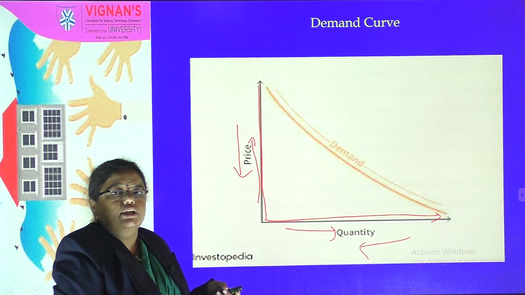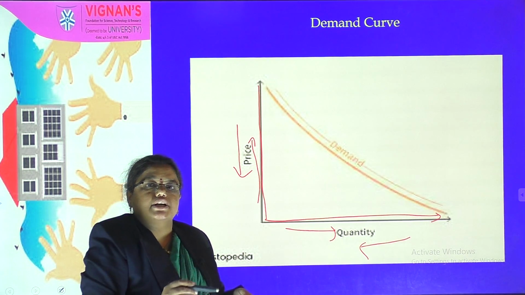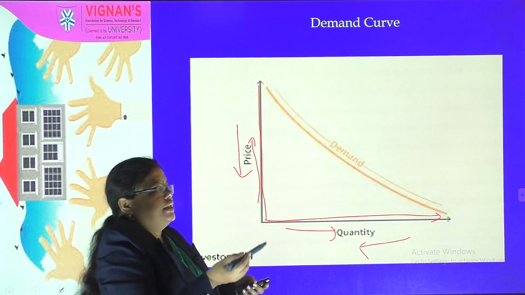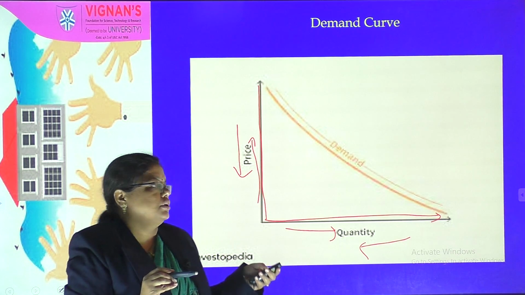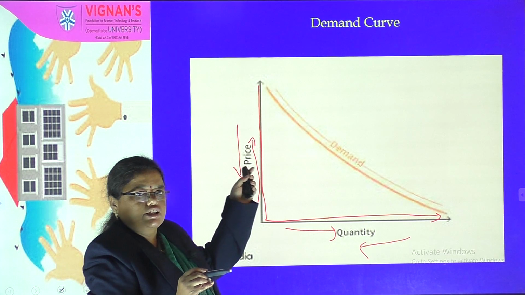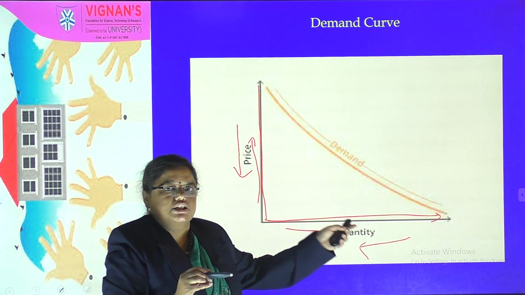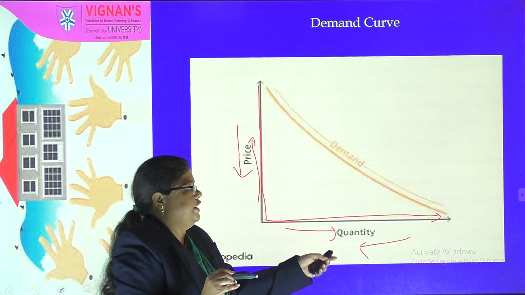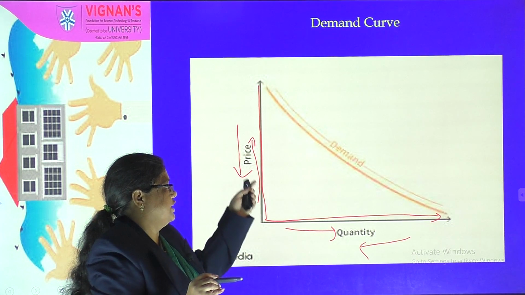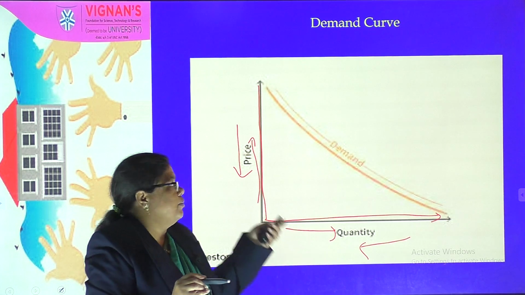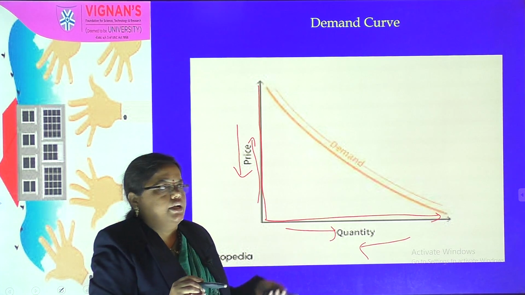Demand curve means the demand schedule represented in the form of a graph. On the y axis we have taken price, on the x axis quantity demanded. Both are inversely proportional. Price increases, demand decreases; price decreases, demand increases.